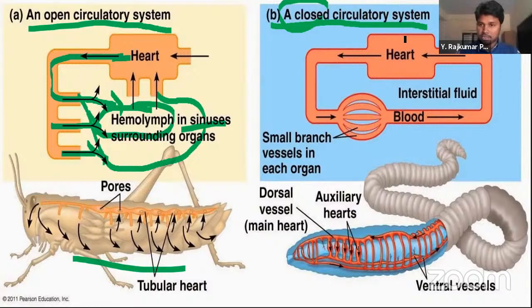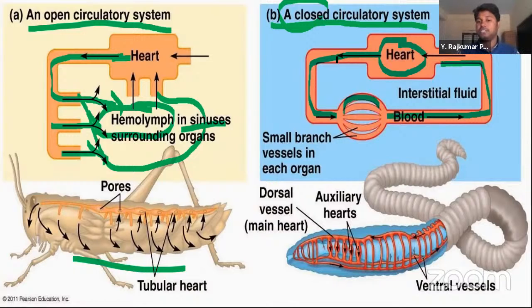Here in the picture, you can see there is a heart, and the heart is supplying the blood, and the blood is reaching the cellular level, and it is getting divided into several branches, but they are not open. You can see the vessels are divided into several branches, but they are not released into the sinuses. They are still closed. They are still flowing through the vessels only, a tubular structure only. So the blood is again reaching the heart. This kind of circulation, which is only flowing in the blood vessels, is called closed circulatory system.